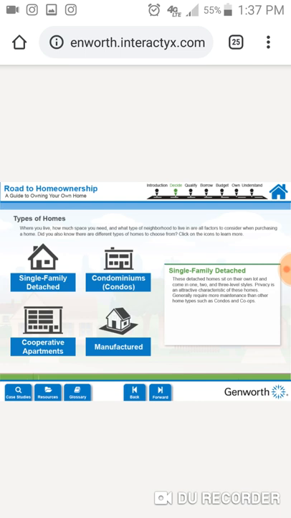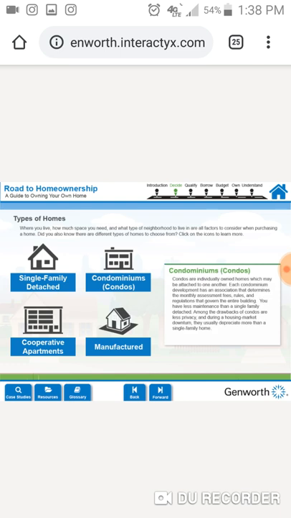The single family detached home. These detached homes sit on their own lot and come in 1, 2, or 3 level styles. Privacy is an attractive characteristic of these homes. They generally require more maintenance than other home types such as condos and co-ops. This is the typical form of a home, single family.